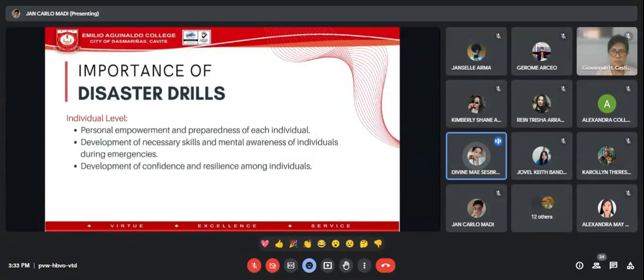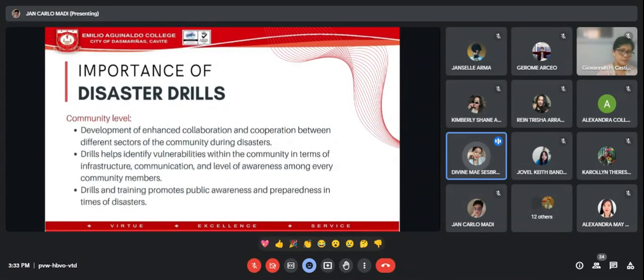And next is yung development ng necessary skills and mental awareness ng bawat individual during emergency. So, sa disaster drills kasi, pwede natin ma-expose yung bawat individual. Balik po yung slide. Pabalik.